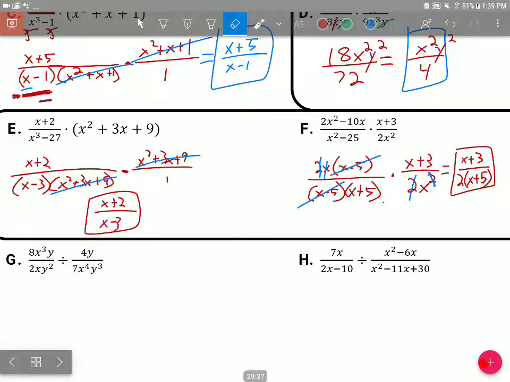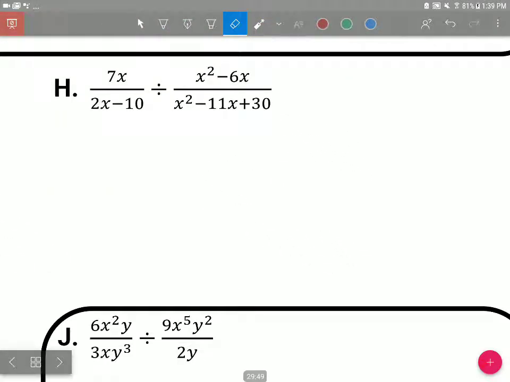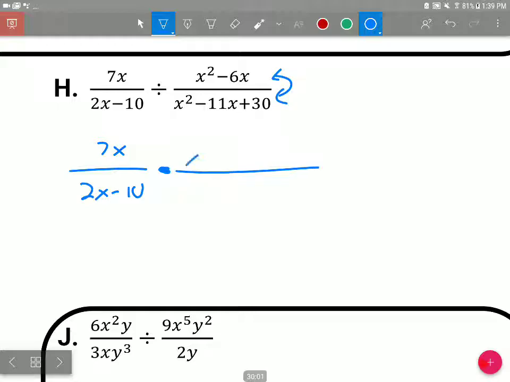All right, last one. Letter H. How is letter H different than the other ones we've just done? It says division. Okay, what do we do with the division? You flip it. So let's just write that out real quick. We're going to have 7x over 2x minus 10 times, put the bottom on top, so x squared minus 11x plus 30 over x squared minus 6x. Cool. And then start factoring.